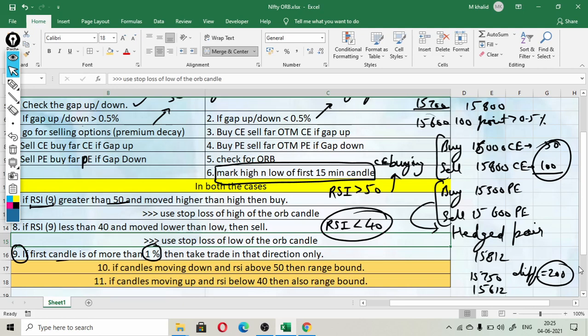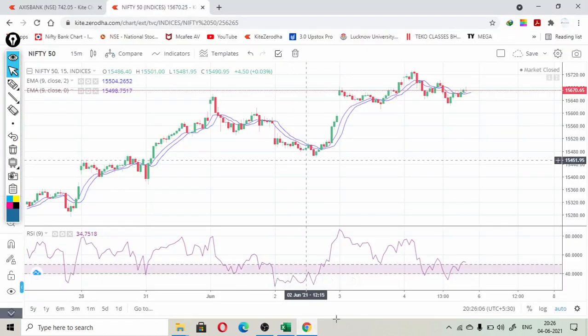So on that day, if the gap up is opened and the first candle is of 200 points, or the high-low range is more than 1%, then what will you do? If it has opened gap up, then you will only buy from the next candle, you can directly buy. Or if it has opened gap down, then you can directly go for selling a put, or go for buying a put option. We will look at it on the chart also.